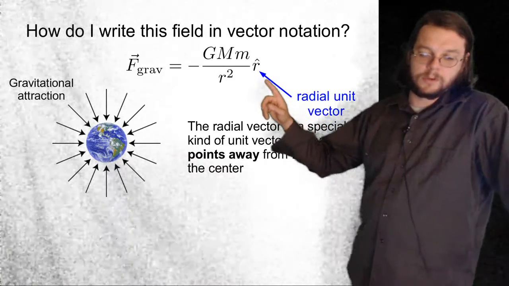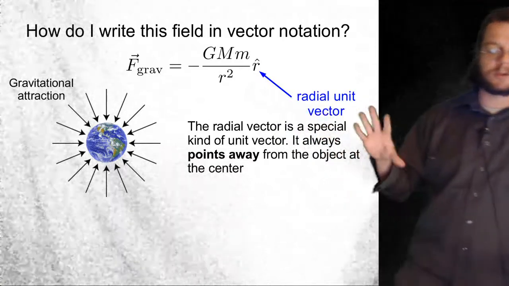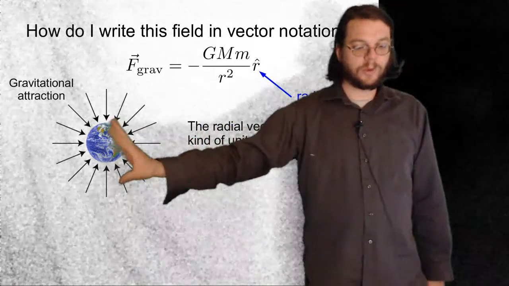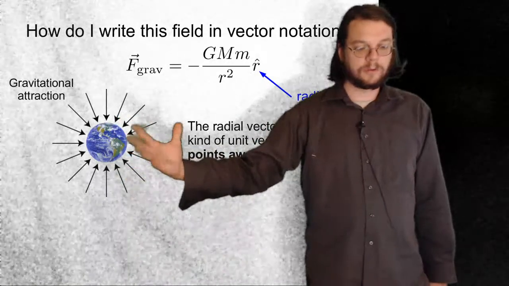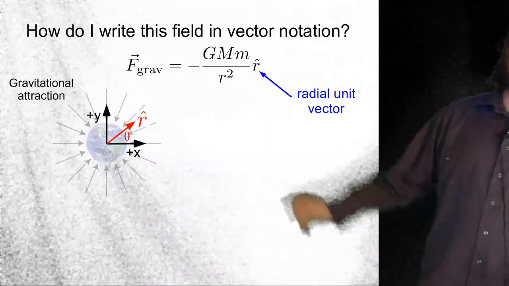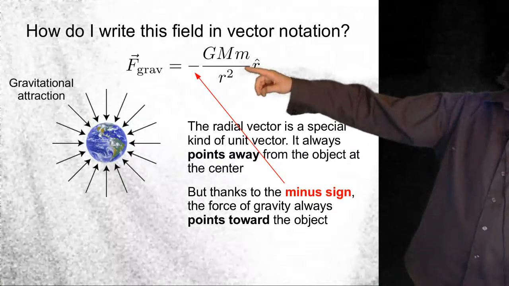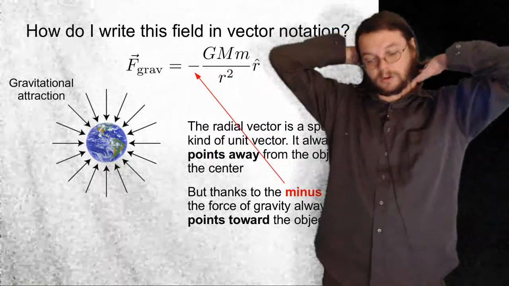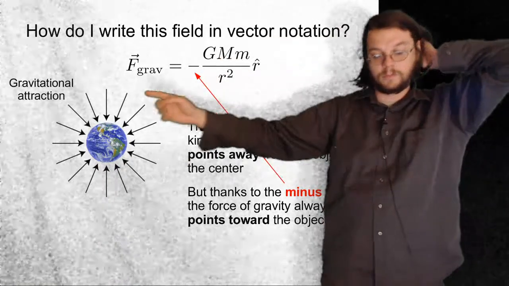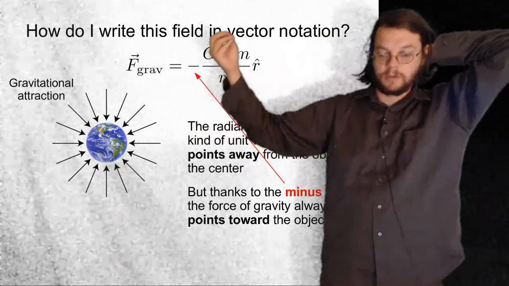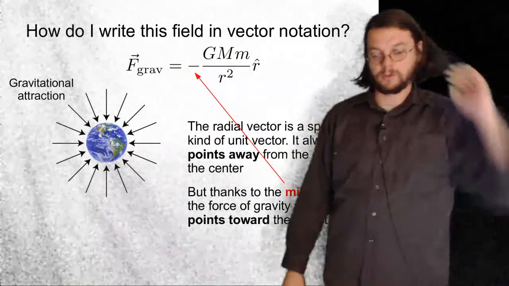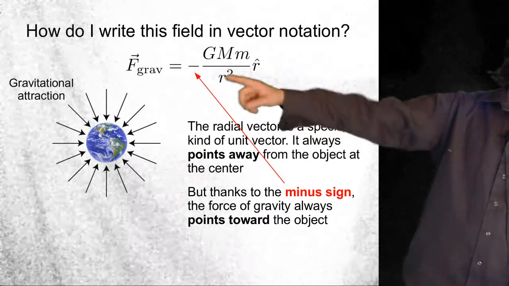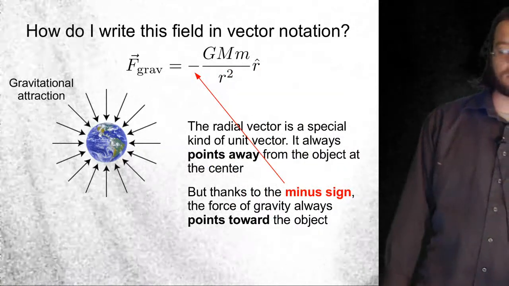The thing to note about the radial vector is that it's always pointing away from things. Always points away from things. So it's pointing away from the Earth in all directions. Except if you put a minus sign in front of it, then it's always pointing towards the Earth. And that's exactly what we want for our gravity vector, right? Gravity sucks. It pulls things towards the Earth. So that's part of the trick, is that this always points away, and then we put a minus sign out there and make sure it points towards.